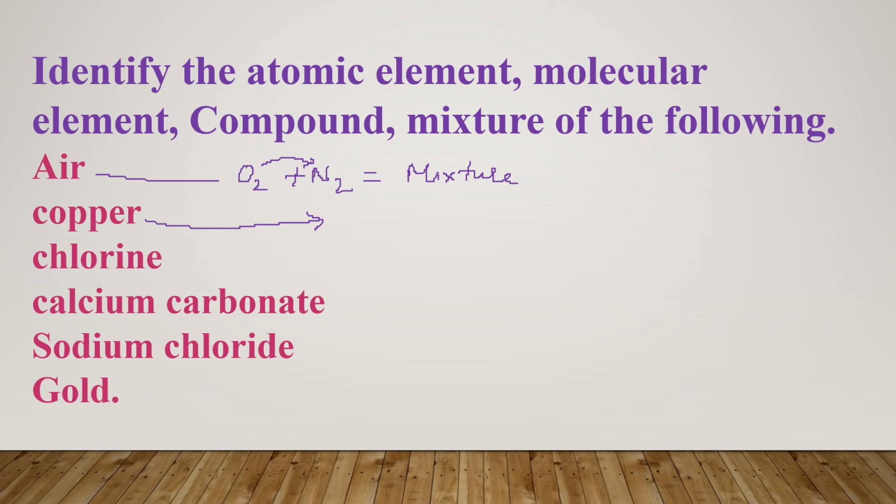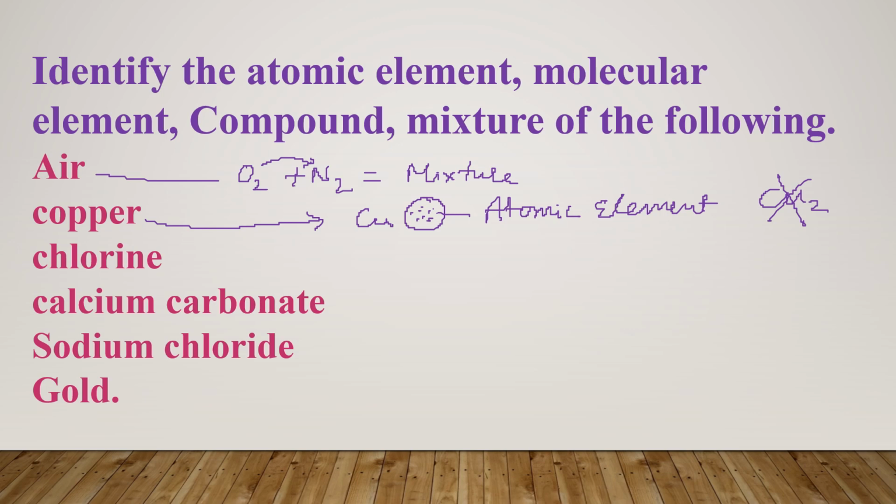Then copper. Copper is a pure substance. It is made up of only one kind of atom. Suppose you take a copper piece, that copper piece is made up of one kind of atoms. So we can call it an atomic element, because it is made up of atoms. Why not a molecular element? Because Cu cannot exist in the form of Cu2. Because it is a metal, it exists in the single state only.